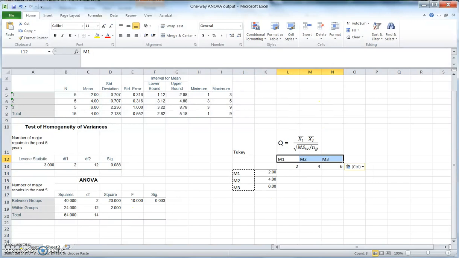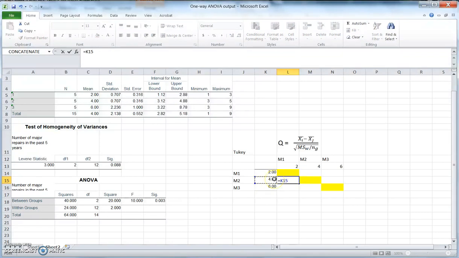Once I have a table like this, I'm going to first mark out the diagonal line because I don't need to compare one mean with itself. Now let's look at the comparison between model 1 and model 2. Model 1 has a mean of 2, model 2 has a mean of 4. The difference between the two is simply 4 minus 2.